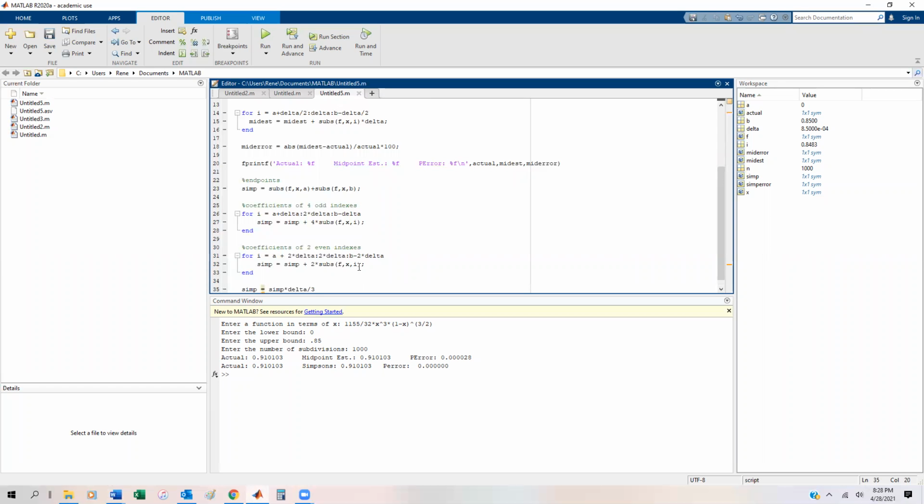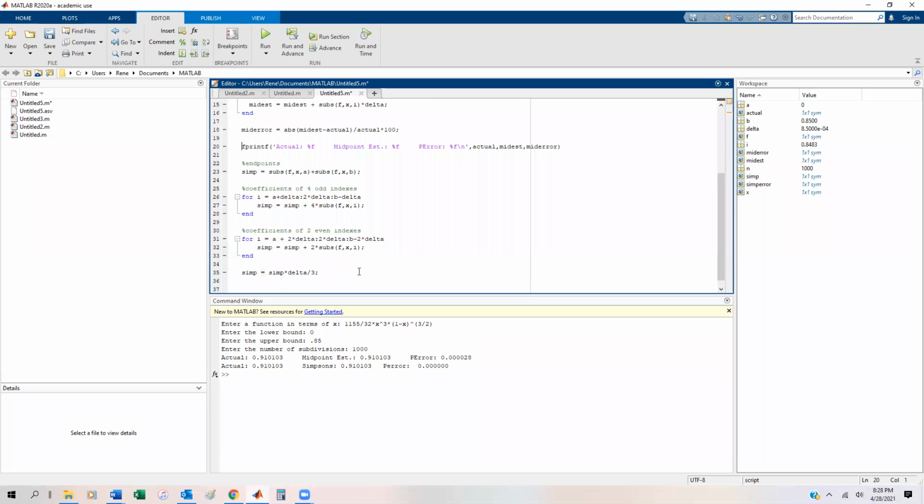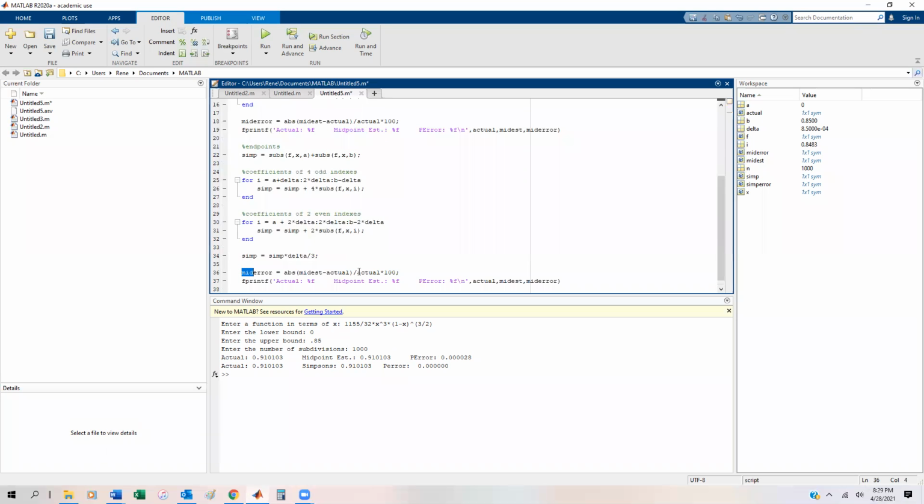Okay. Now, of course, the proof is when we go to actually print this. So we're going to find the percent error. I'm just going to copy these statements because these are the ones from before. And I'm just going to call this simp error. That's going to be equal to simp minus actual. And then this is going to be simp, and this is going to be simp error. And right here, we are going to change this to Simpson estimate.